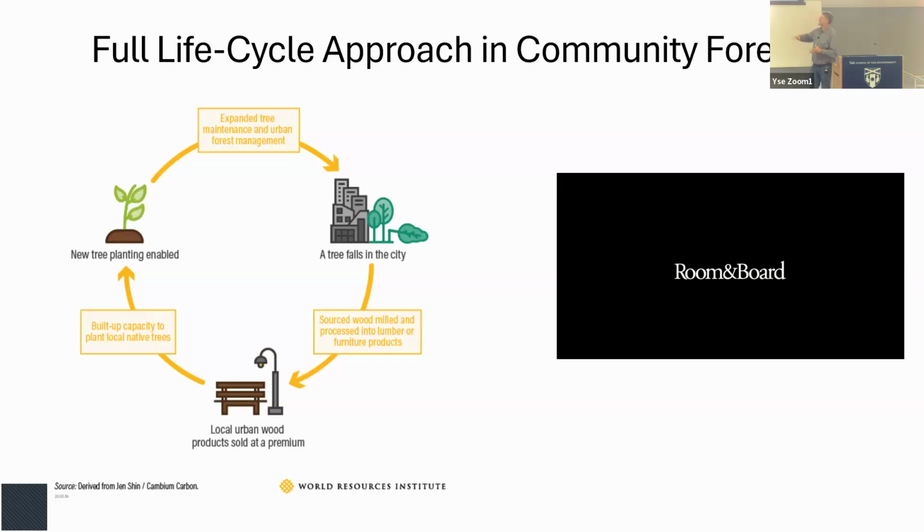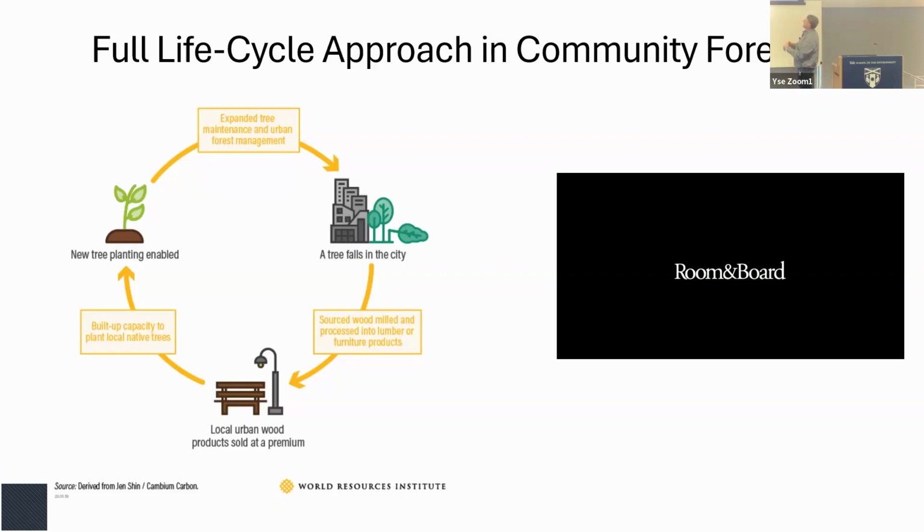Okay. And we need to start rethinking what community forestry is. It's more than tree planting and tree maintenance. And so here's a diagram. You look down in the bottom left-hand corner. Who did the diagram? Jen Shin at WRI, in partnership with Cambium Carbon, graduates of this school and the School of Management. They're making a lot of money, by the way. If anyone's looking for a job, I would call them.